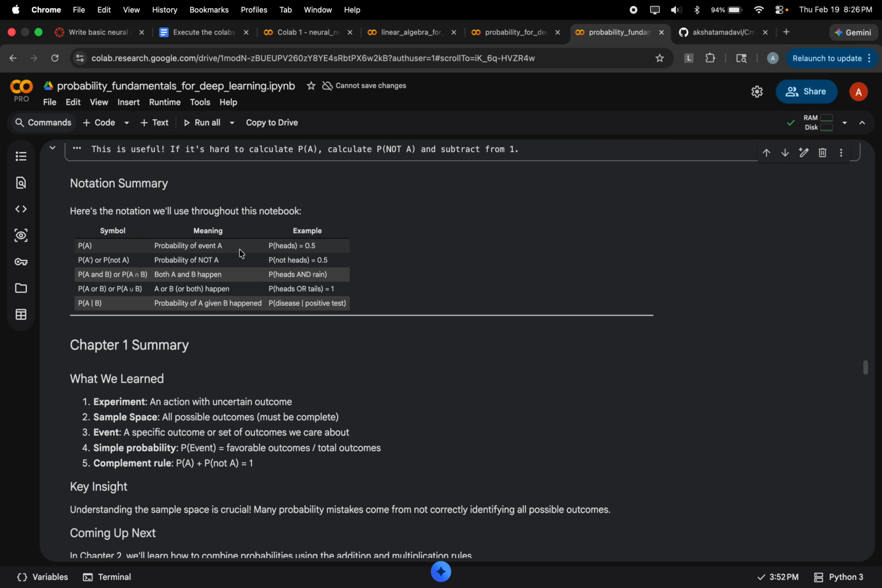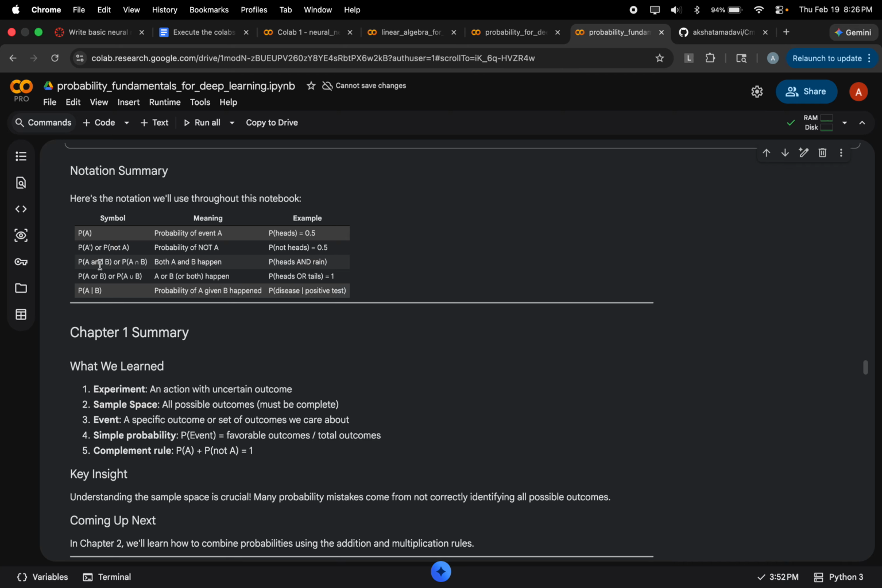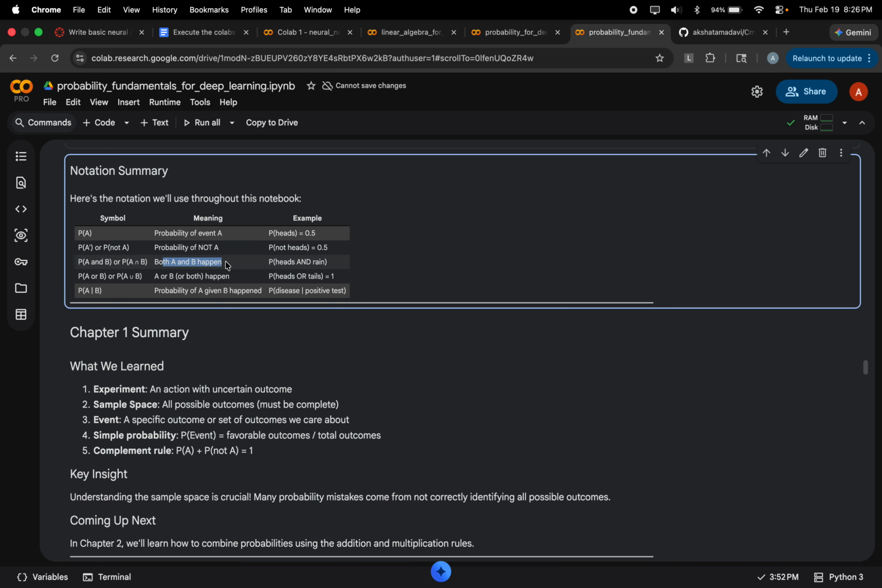And these are some notations. P of A is the probability of event A. We'll write it like P of heads or P of 6, rolling a 6. P of A dash is the complement, it's not event A. Then we have P of A and B, where both A and B can happen, so we use this inverted U for that. And P of A or B is A union B, so either A can happen or B or both.